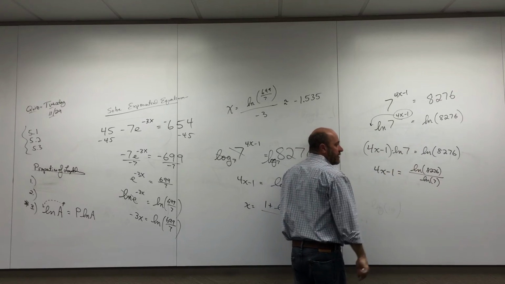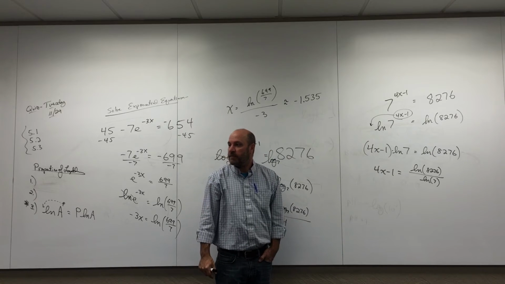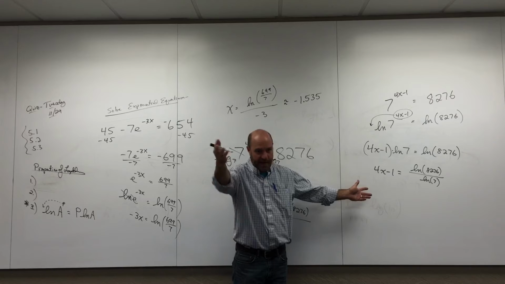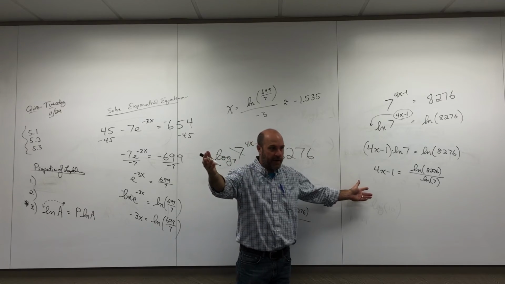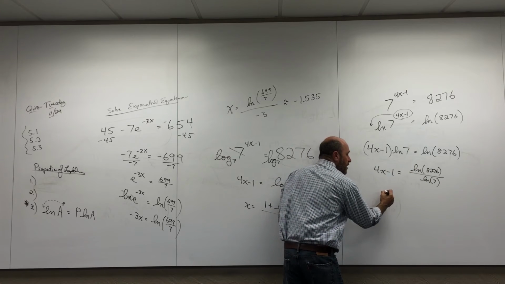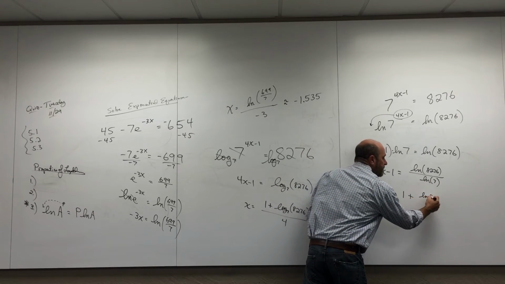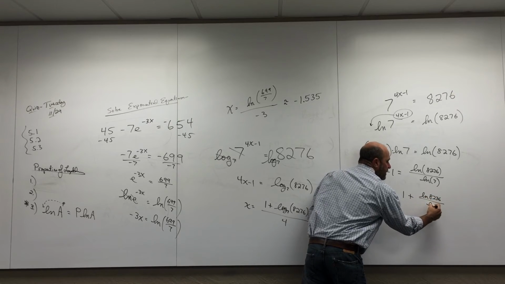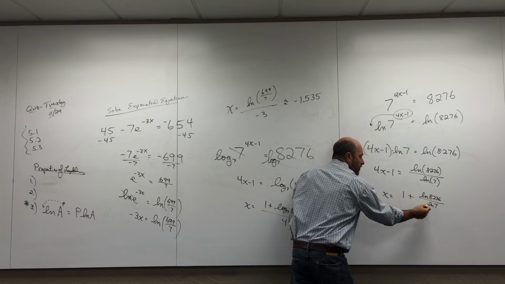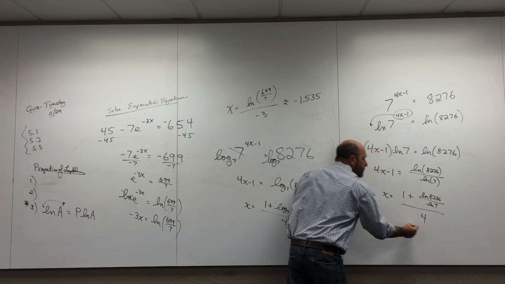I'll pick up my calculator later. Can you proceed and solve for x? What would you do? Add 1 and divide by 4? Right. So here we go. x is 1 plus the ln of that over the ln of 7, and then I'm dividing by 4. I don't really need those parentheses I had there.